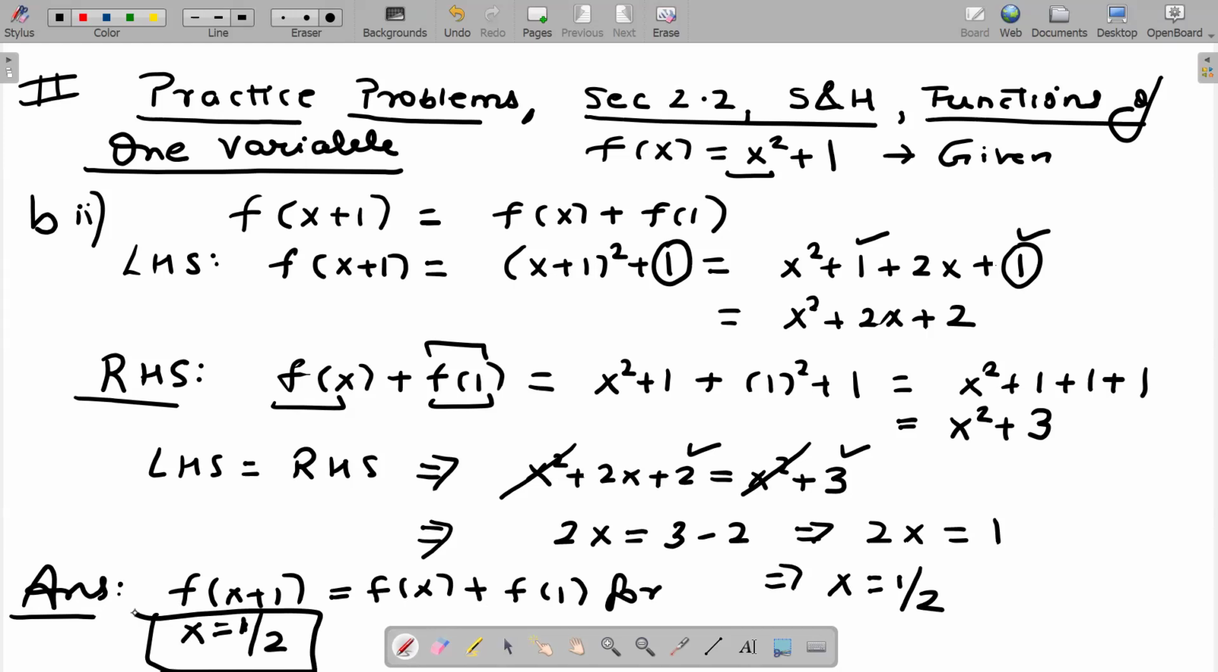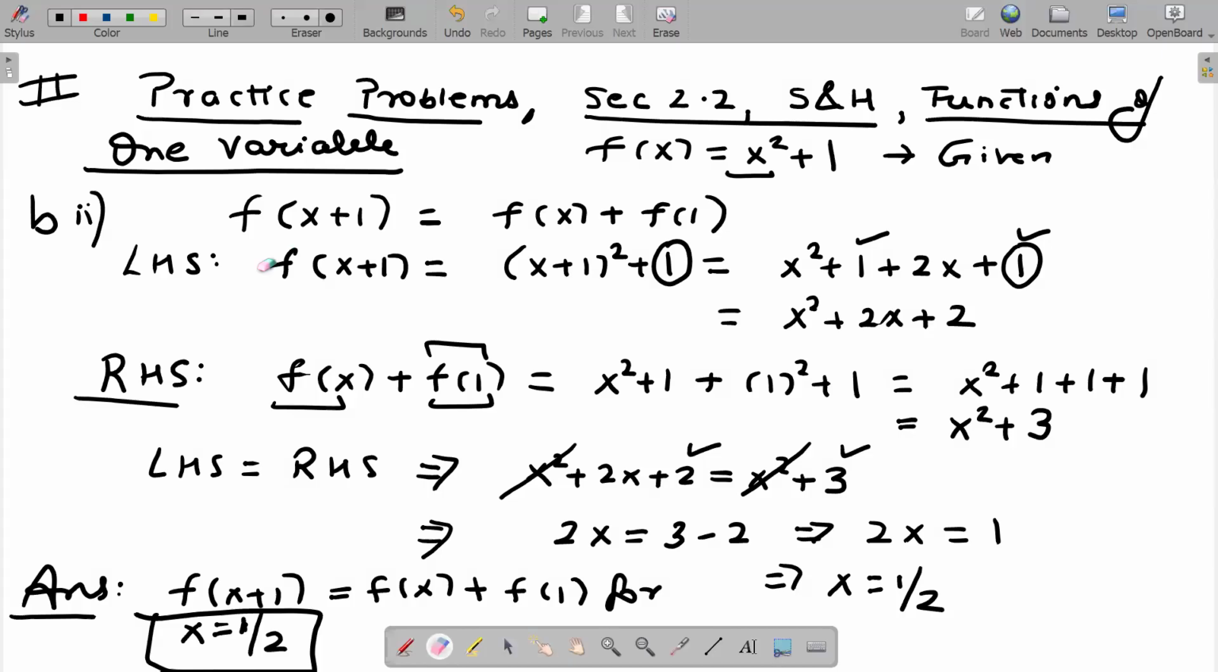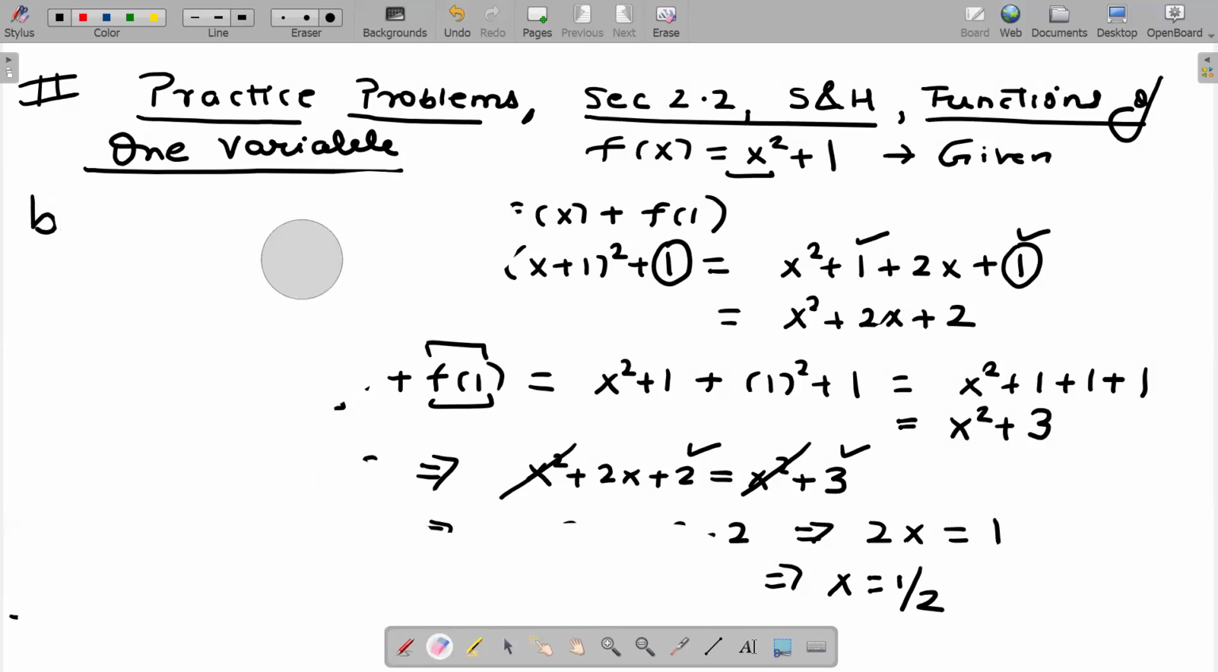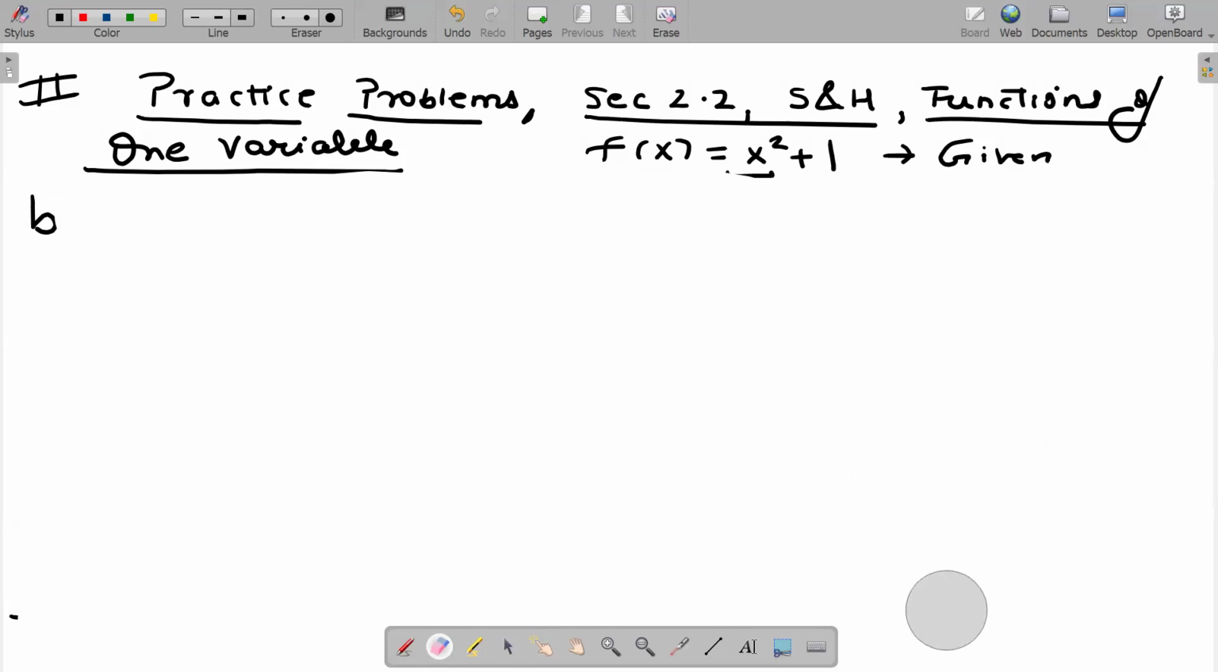Coming back to the back problems. When will f of 2x be equal to 2 times f of x? So let's come to the whiteboard to solve this. We are now looking at part 3. Erasing this part off. Part 3. When will f of 2x be equal to 2 times f of x?